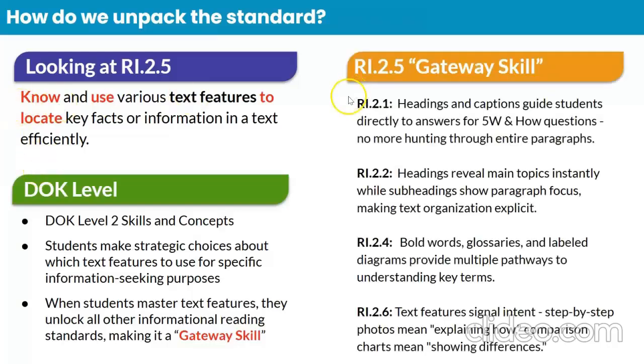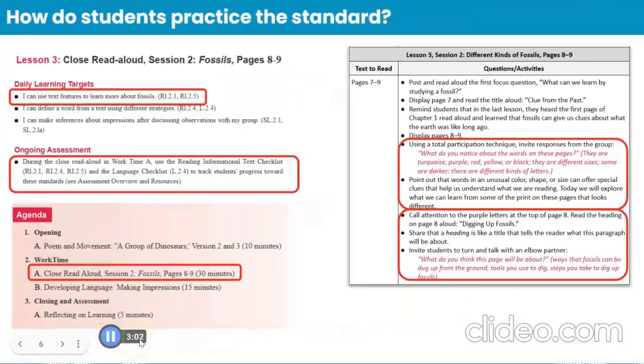On the screen, you can see some of the ways mastering the skill of using text features unlocks other reading standards for students. For example, headings reveal main topics instantly, while subheadings show a paragraph focus. This helps students quickly identify the main topic. Let's look at some teacher and student actions for RI.2.5. It's important to note that we want students to use text features, not just be able to name and identify them. The aligned learning target in the Lesson 3 narrative is, I can use text features to learn more about fossils.